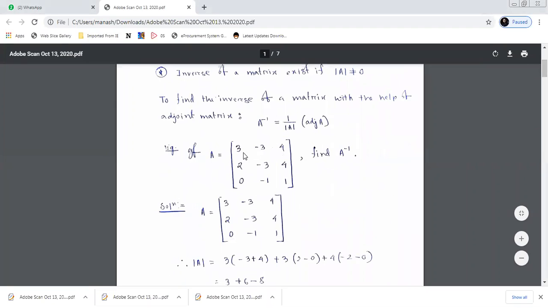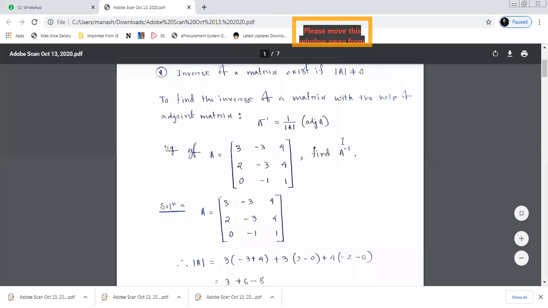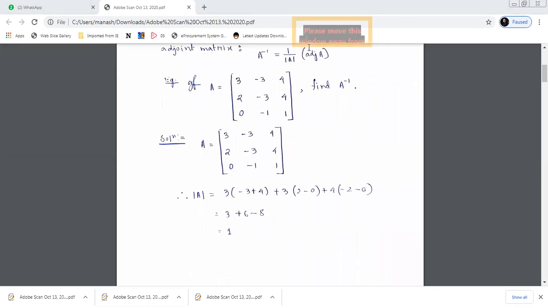So see here, this is a matrix. We have to find out A inverse. So for that, at first you have to find out the determinant of A. I have already admitted everyone, then why are some of you not able to enter the class?